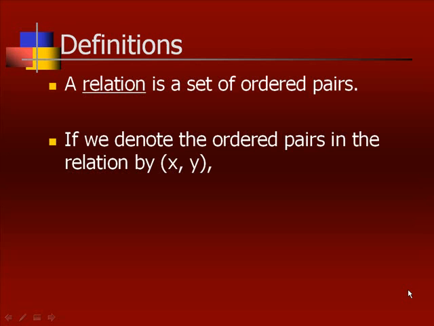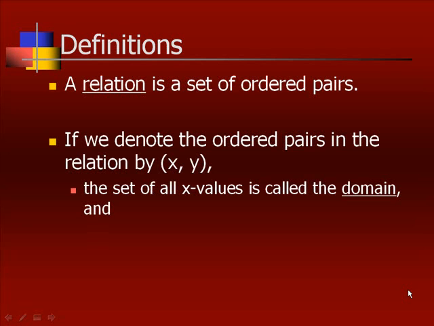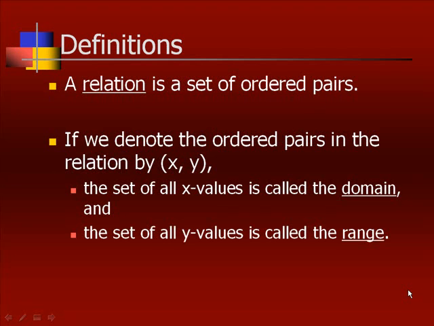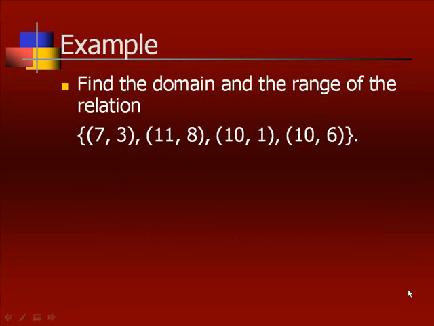If we denote the ordered pairs in the relation by x, comma, y, the set of all x values is called the domain, and the set of all y values is called the range.